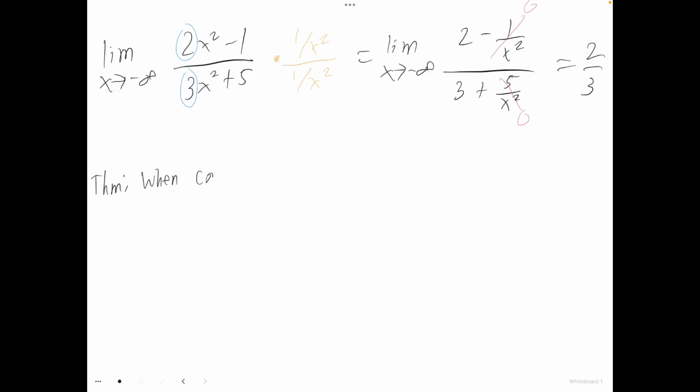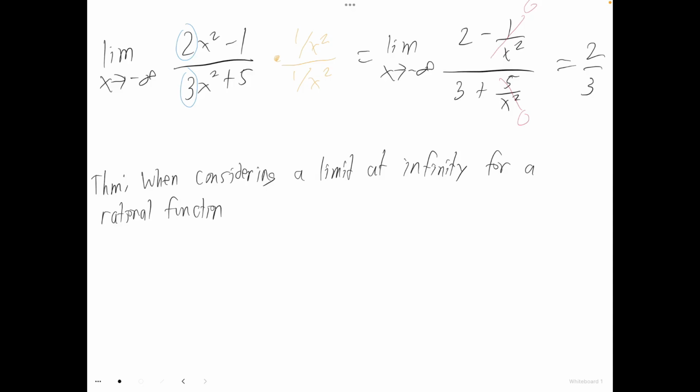When considering a limit at infinity, so that just means x is going to infinity or negative infinity, for a rational function f of x equals p of x over q of x, the following is true. So there are 3 parts to this.